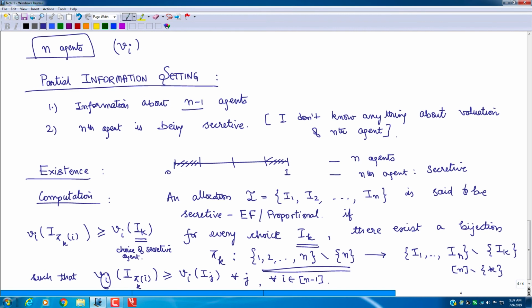Can someone tell me why the secretive agent wouldn't be envious? Exactly. He anyway got to pick first. He cannot be envious, right? He picked his favorite piece out of all of these n pieces. Okay. The definition is clear. So currently I wrote the definition of secretive envy-freeness.